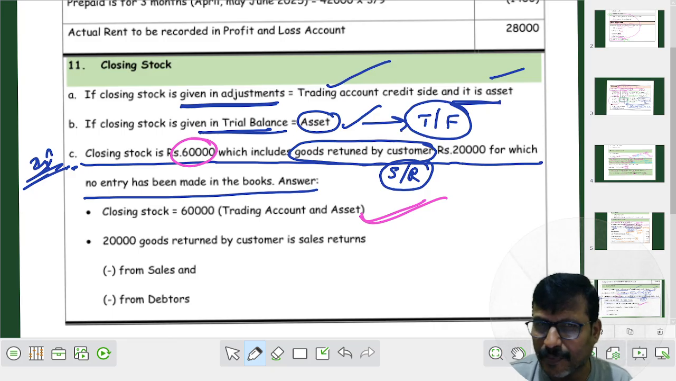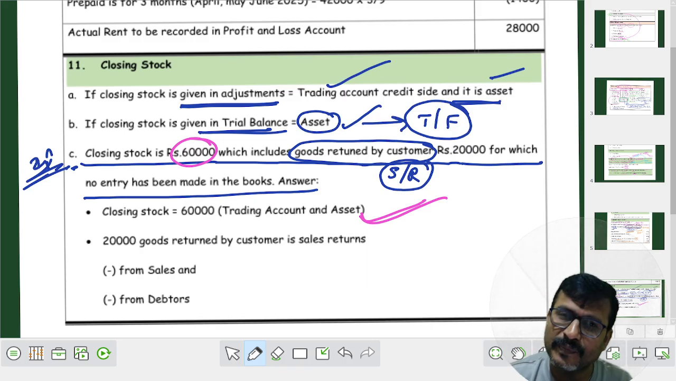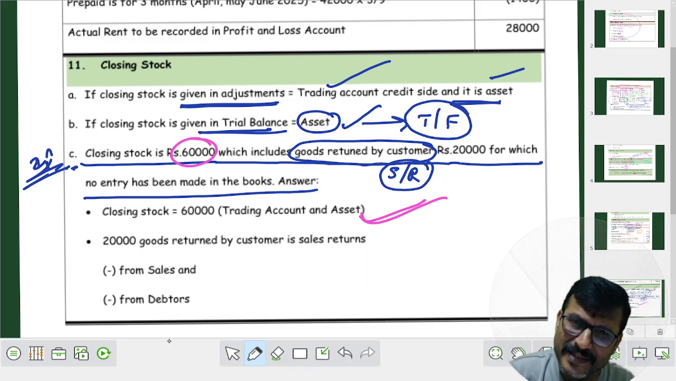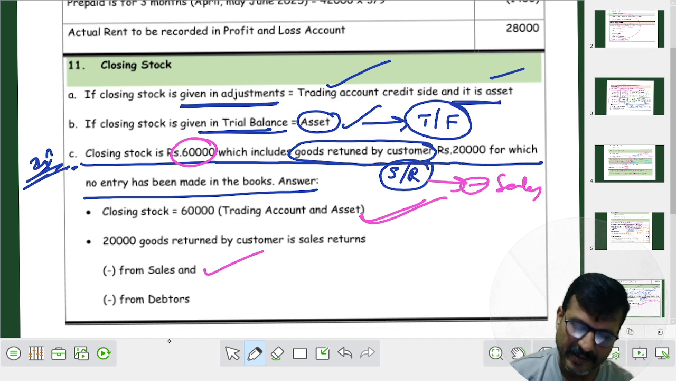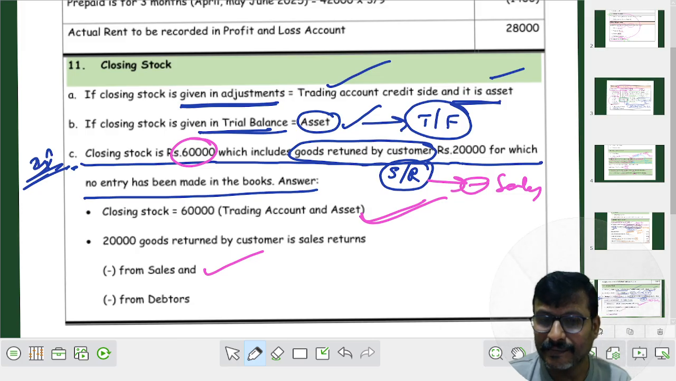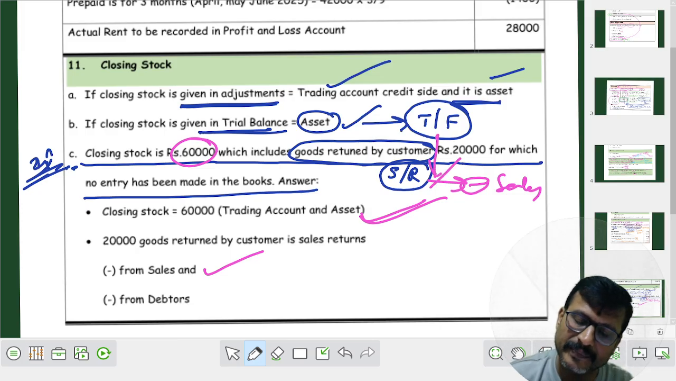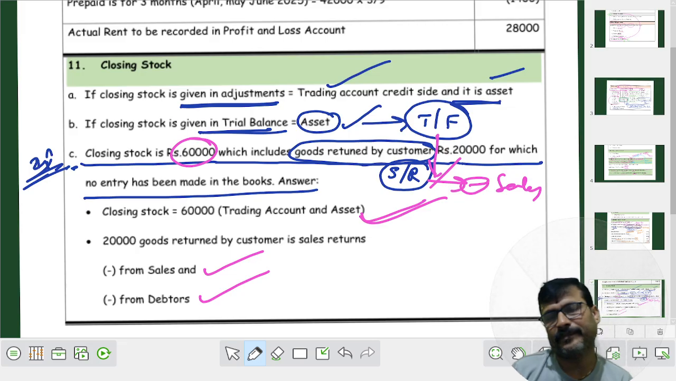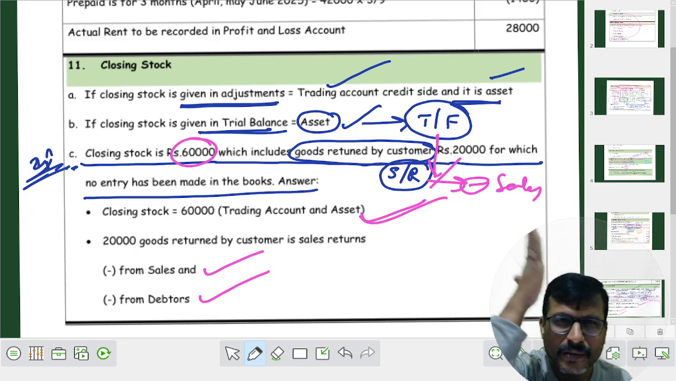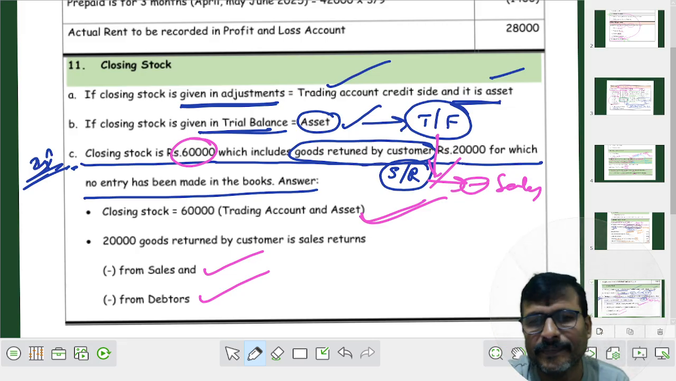But entry is not passed, right? Then what to do? Since it is a sales return, it is to be subtracted from sales. See, later it also reduces the customer. Customer means debtor, subtract from debtor. Please store this concept in your mind.